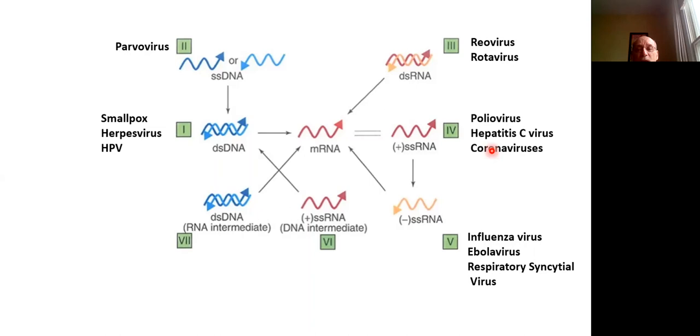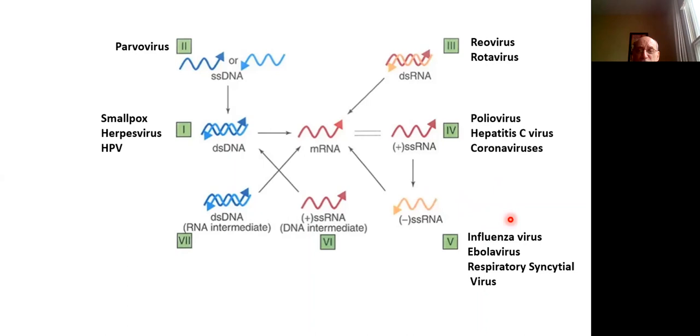Then many RNA viruses actually bring into the cell an RNA, but it is not the messenger RNA it needs. It is complementary to the RNA that it needs. These are so-called minus strand or negative strand RNA viruses. They again include many very significant pathogens: influenza virus, Ebola virus, respiratory syncytial virus, and many others.